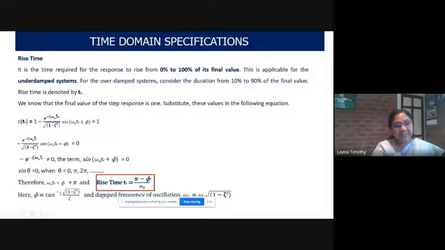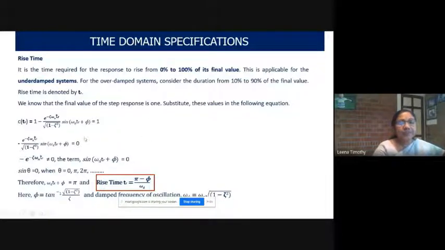So you have to learn this expression by heart, as we have to do problems. So rise time tr is equal to pi minus phi by omega d, where phi is equal to tan inverse of root of 1 minus eta square by eta, and omega d is equal to omega n into root of 1 minus eta square. And this phi should be in radians while doing problems. Pi is 3.14 radians, because omega is in radians per second, so while doing problems you have to convert all these angles to radians.